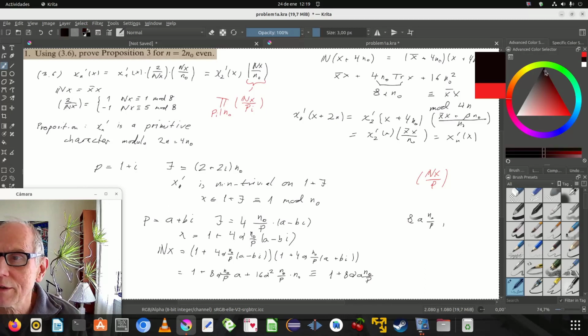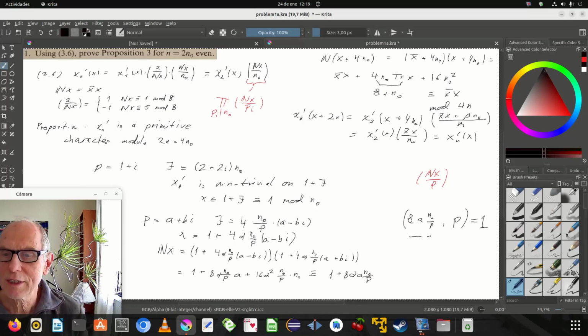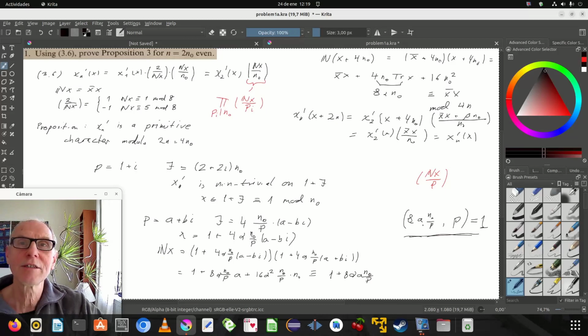So we need only to have the greatest common divisor of these guys being unity, and that's because n naught is square free. There we are. And since we run through all the residue classes, then some of them will give minus 1 and some will give 1. So there are two different values. All right.